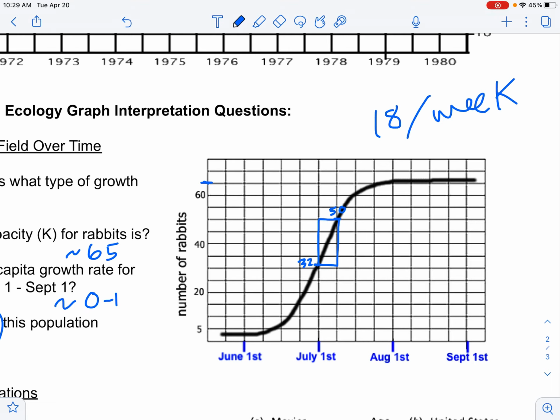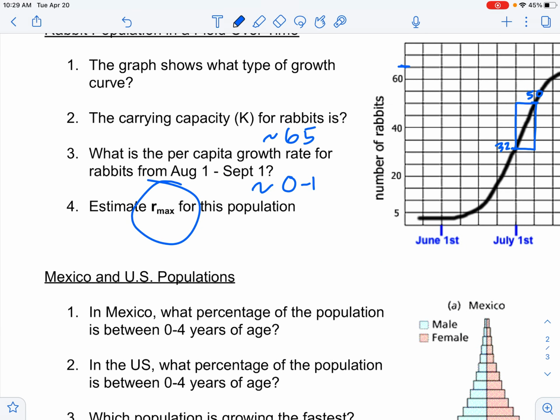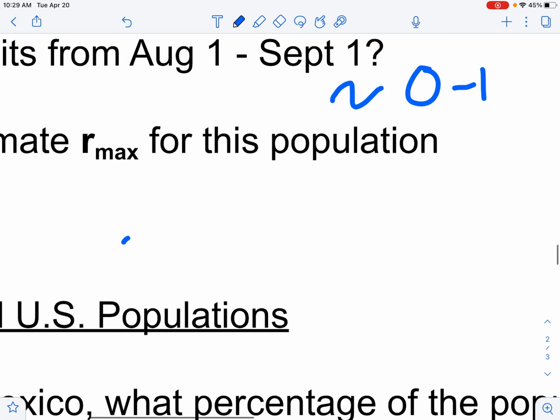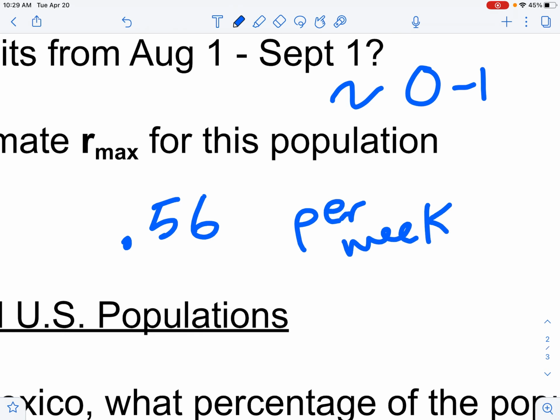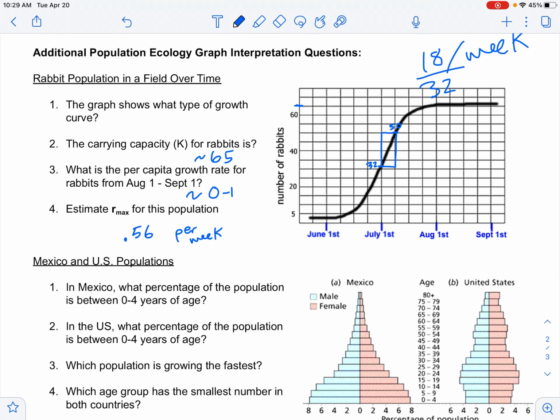And then for the per capita, I have to put that over the starting population, which was 32. That's tricky. So 18 divided by 32 equals 0.56. So the R max is 0.56 because it's the per capita growth rate, and I'll call that per week. Again, it would be a different number if you did by day or by month or something like that.